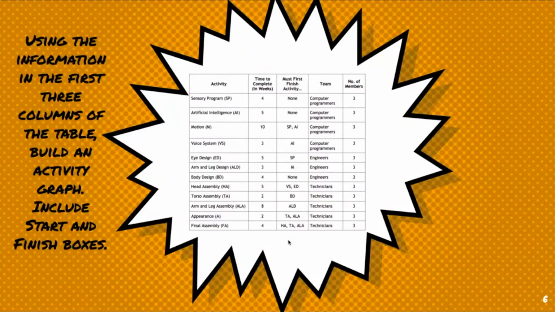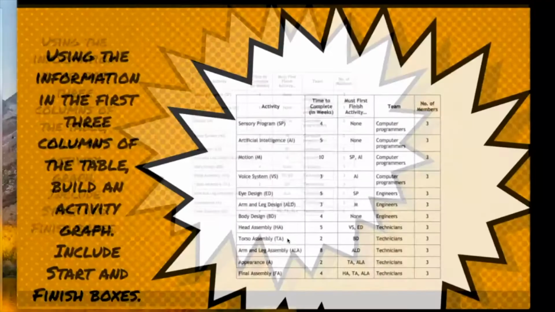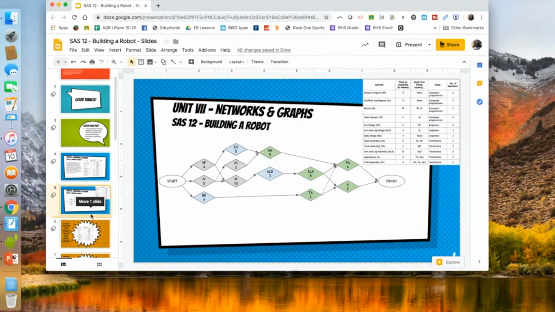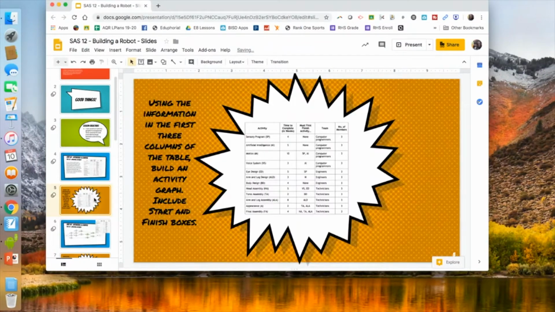All right. So using the information in the first 3 columns of the table, build an activity graph, include start and finish boxes. So now that I've built this activity graph, what I've done is I've put it in the wrong spot. So I'm going to move it to the slide that it needs to be.